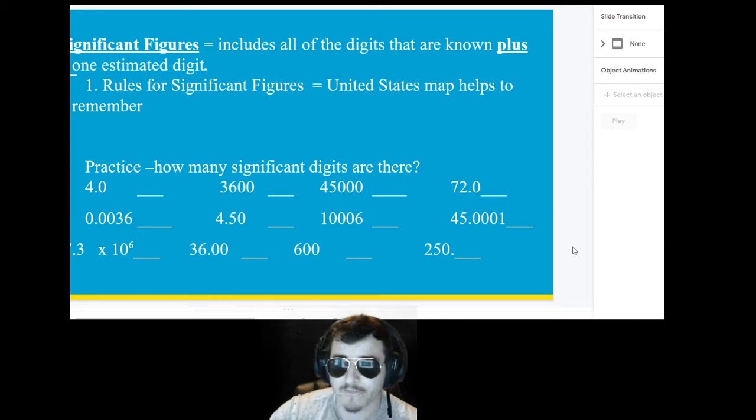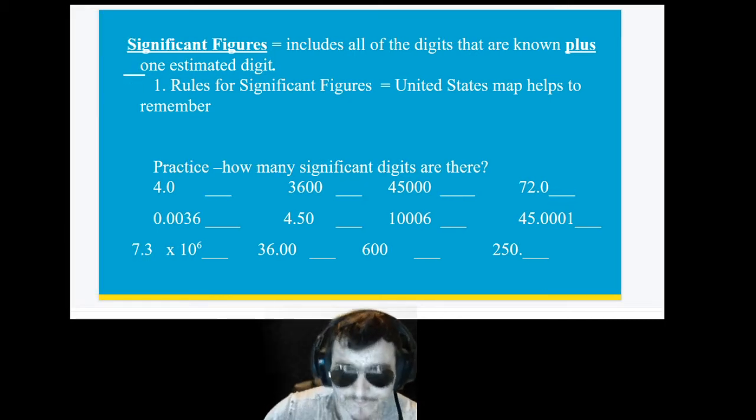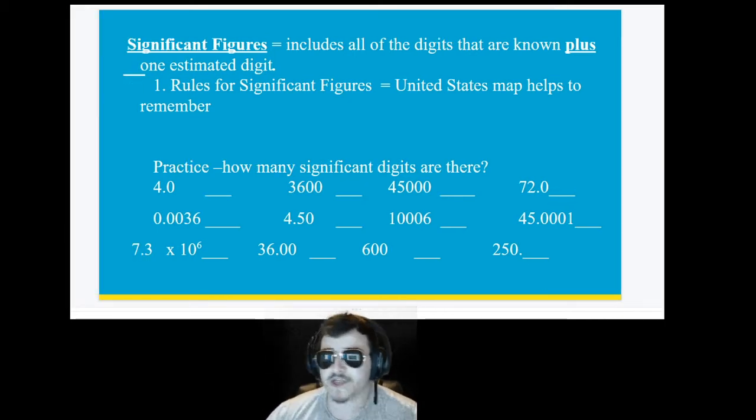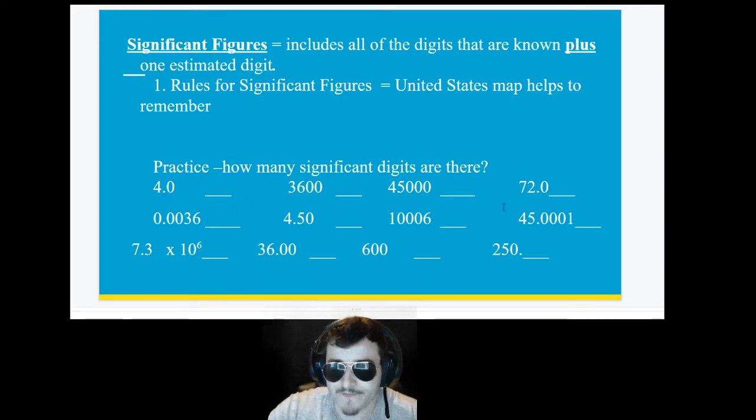How about that, ladies and gentlemen? Let's look at a few of these other values. So we just did the first 5 of these, and now let's look at some others. We've got 10,006. That looks a little different from the other ones that we've done.